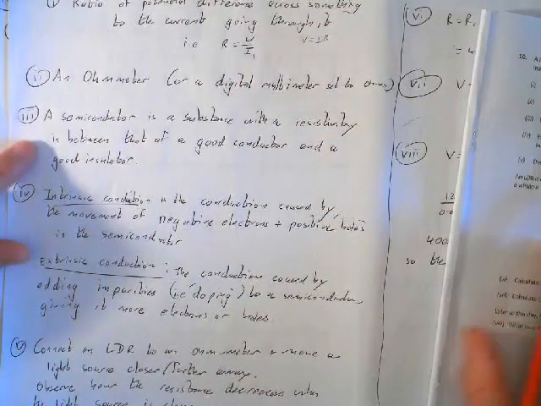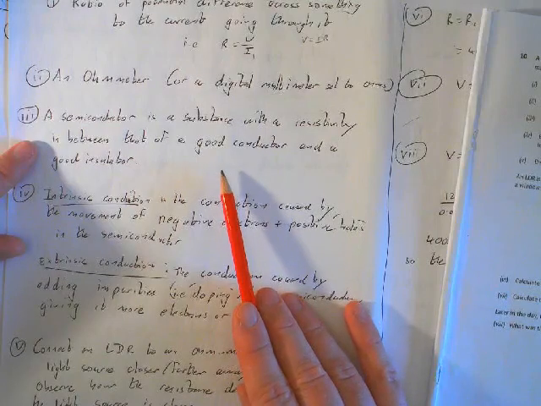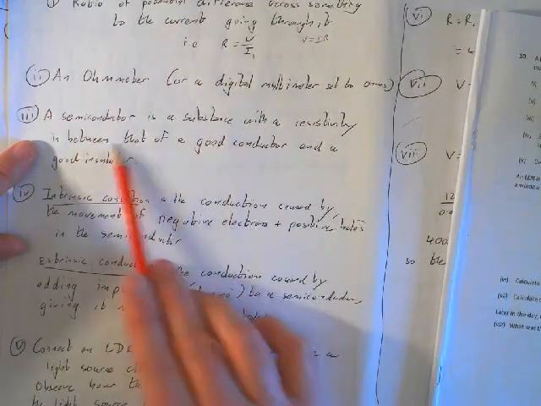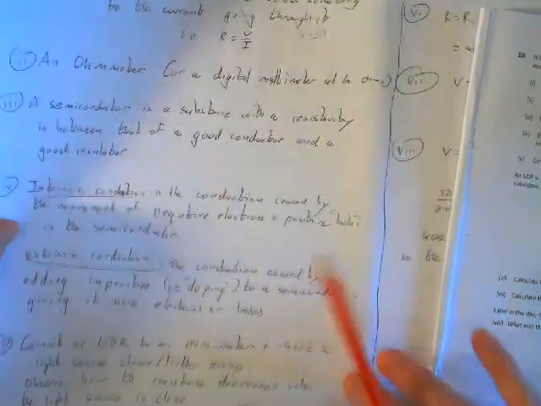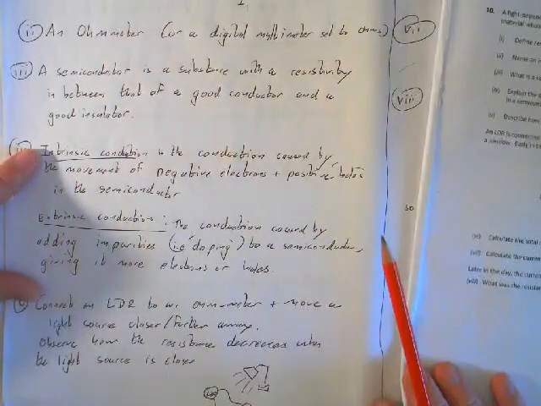Name an instrument used to measure resistance. Well, you could use an ohm meter, or like we did in the lab, we used a digital multimeter and we set it to measure ohms. What is a semiconductor? It's a substance that's somewhere in between a conductor and an insulator.